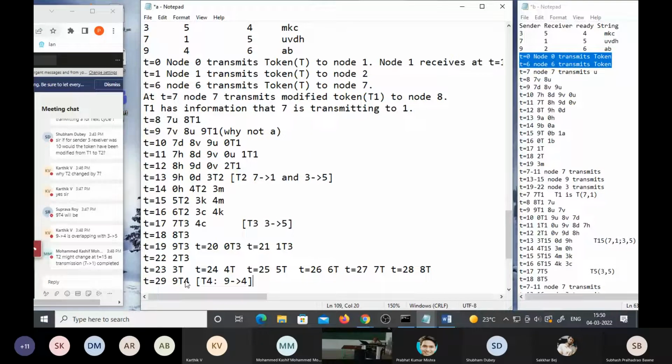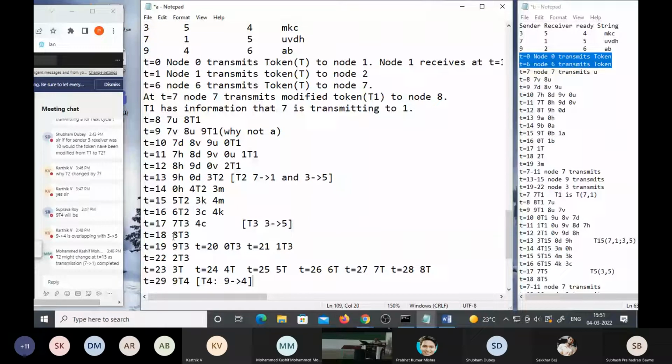Asif, you are correct. T2 might be changed, but who can change this T2? At t equal to 15 or at t equal to 18, the token is with node number 8. But node number 8 does not have the information that the transmission has been over. Is it correct? Any doubt?